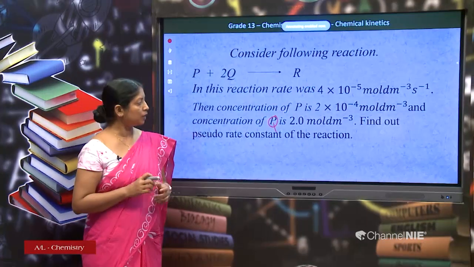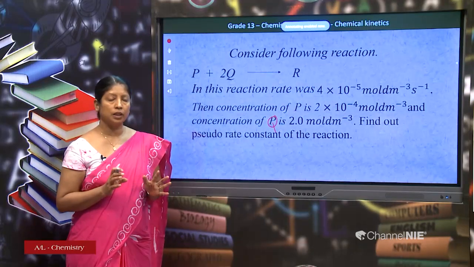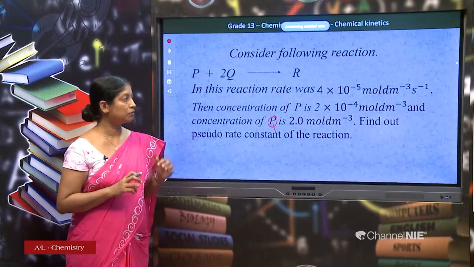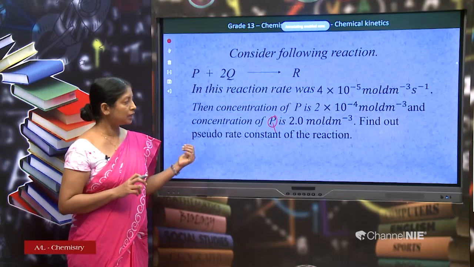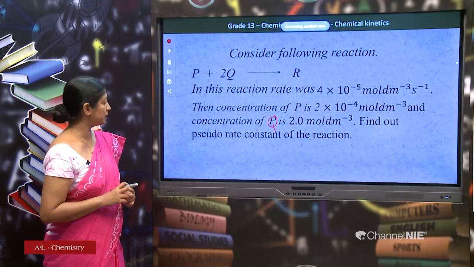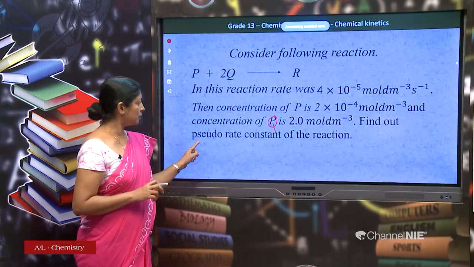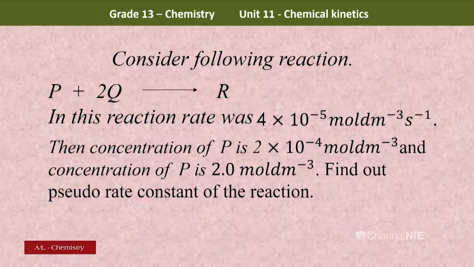So, then what we can do is find out the order with respect to P. Make sure that all the time in the second method we are going to determine the order with respect to the one which has the lower concentration, because the one which has the higher concentration remains almost constant throughout the experiment. And here we are asked to calculate a new term, which is given as pseudo rate constant. That means it is not the real rate constant. Let us see how we calculate that.